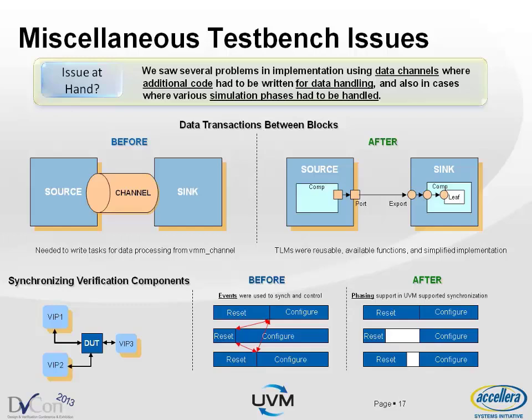But when we went to UVM, we were able to use the TLMs, and TLMs give you port, export, and analysis port. So if we wanted to transfer data from, let's say, scoreboards or a collector at the output port, you can use an analysis port and send that data. So basically use the built-in automation that's already there.